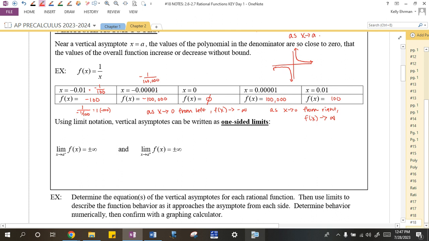And yeah, as we get close to 0 on the left side, the graph is headed down. As we get close to 0 on the right side, the graph is headed up. So instead of writing this out in words, we have this really handy limit notation, which we've seen before with our polynomial behavior. So we're going to use something called one-sided limits. So vertical asymptotes could be written like this.